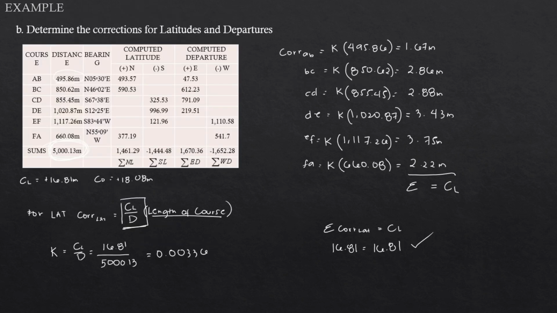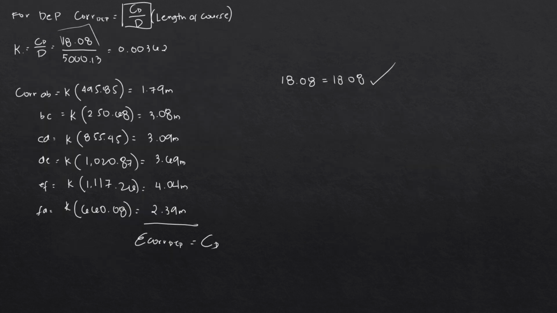Okay. Then, pwede na natin makuha yung adjusted latitudes and departure. So, yung for latitude natin, meron tayong adjusted latitude is equal to yung computed latitude natin. Ito, yung computed latitude, plus or minus yung correction. Okay.